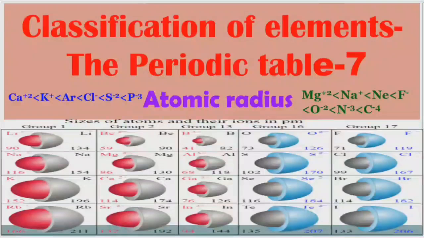Hi students, in the last class we discussed metals, non-metals and metalloids in the periodic table, and also we discussed valency. In this class we will discuss atomic radius, ionic radius and how it changes in the groups and periods.